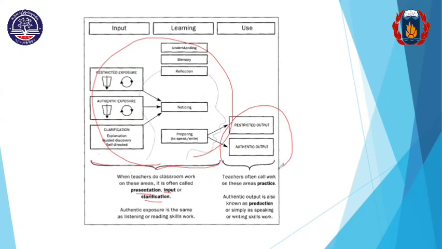And then in the restricted output, authentic output is the learner outcome. So the teacher often calls work on this area the practice session. Authentic output, in other words, is the production stage. Authentic exposure means we let the learner notice, giving exposure like listening or reading skill work.